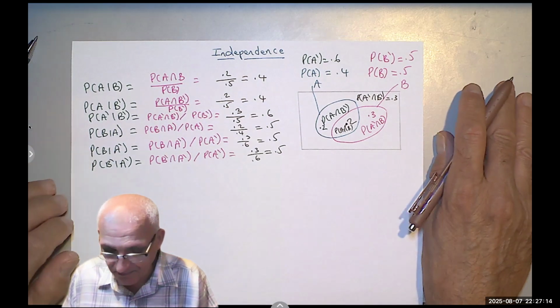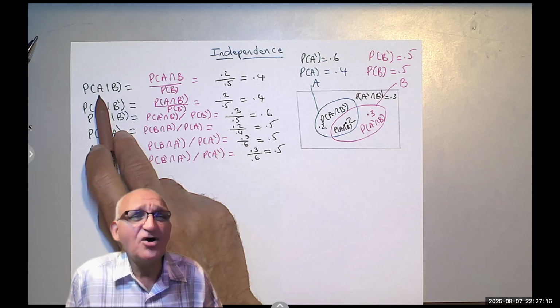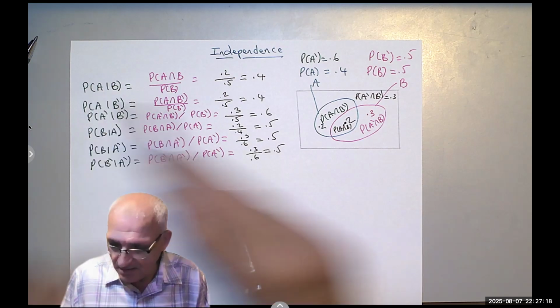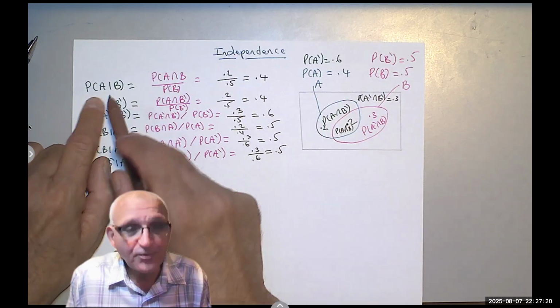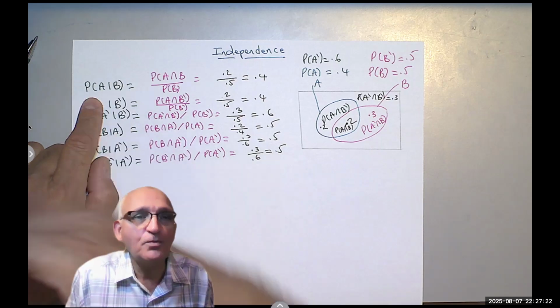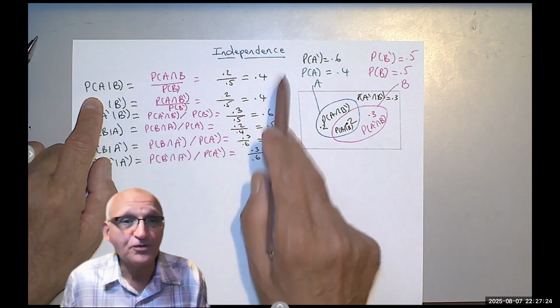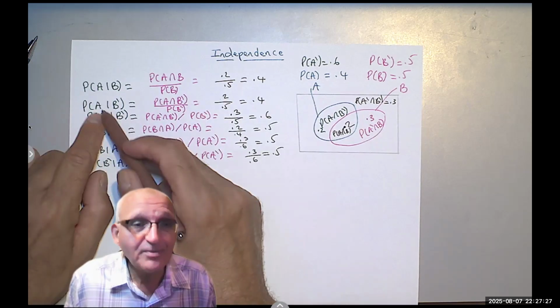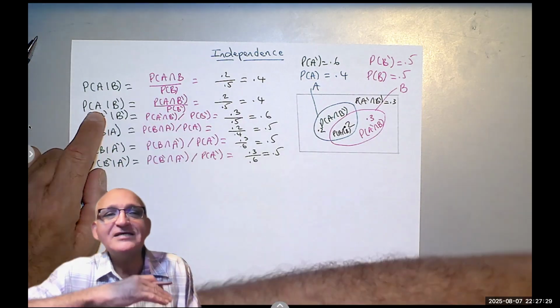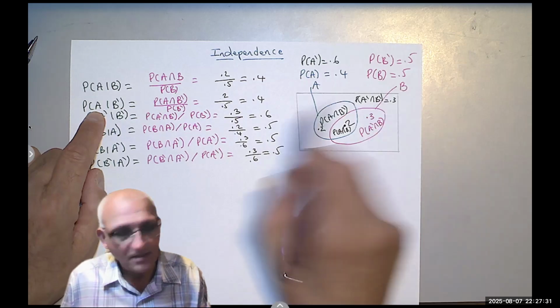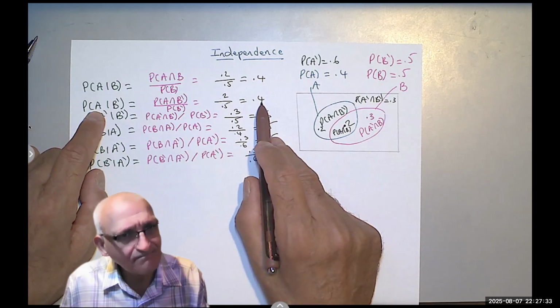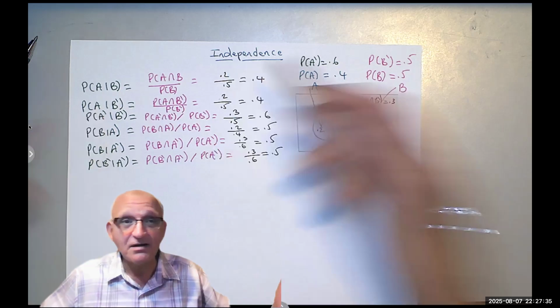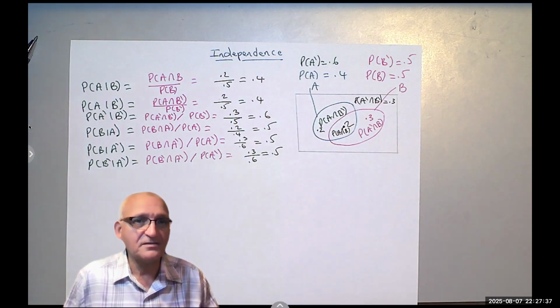Okay. Now, what was the probability of A? It was 0.4. And what is the probability of A given that you know B occurred? It's still 0.4. So what is the probability of A if you know that B did not occur? Still 0.4. So A and B are independent of each other, right?